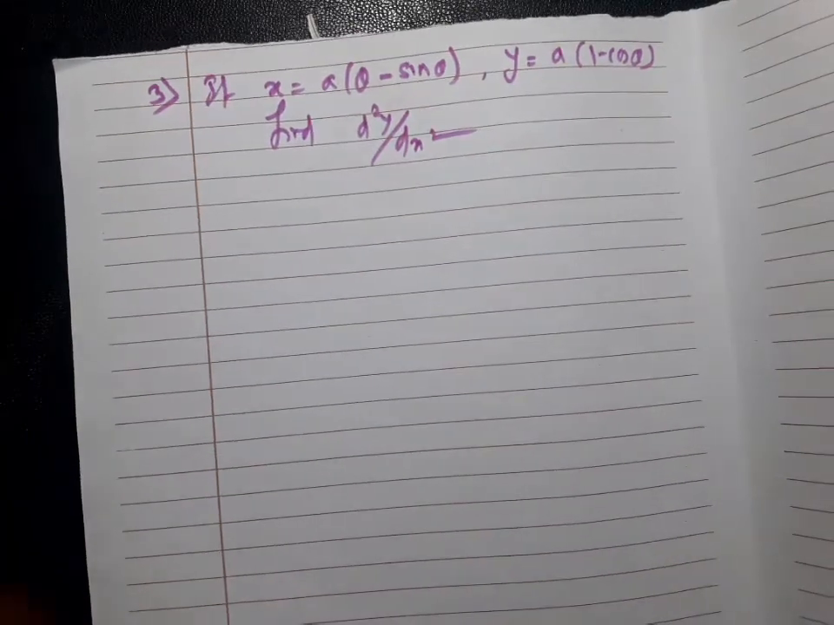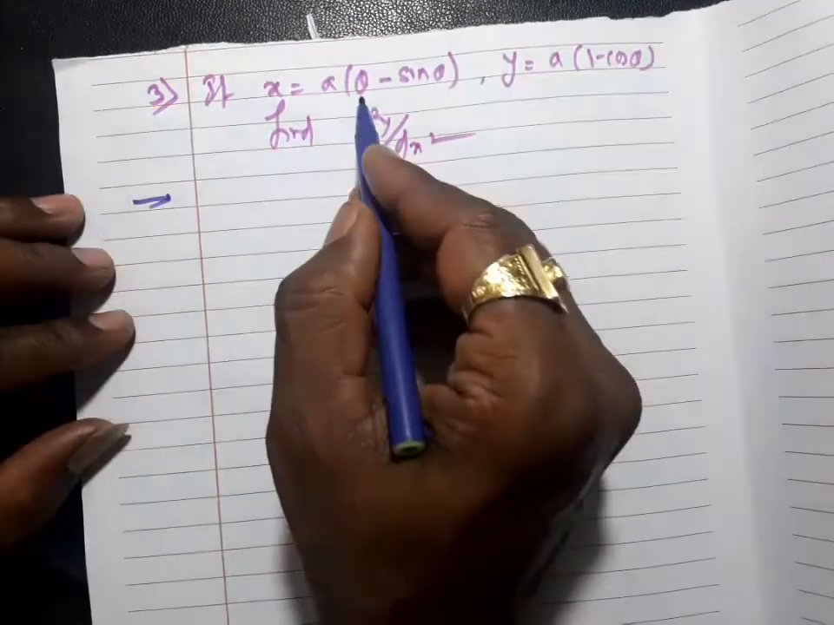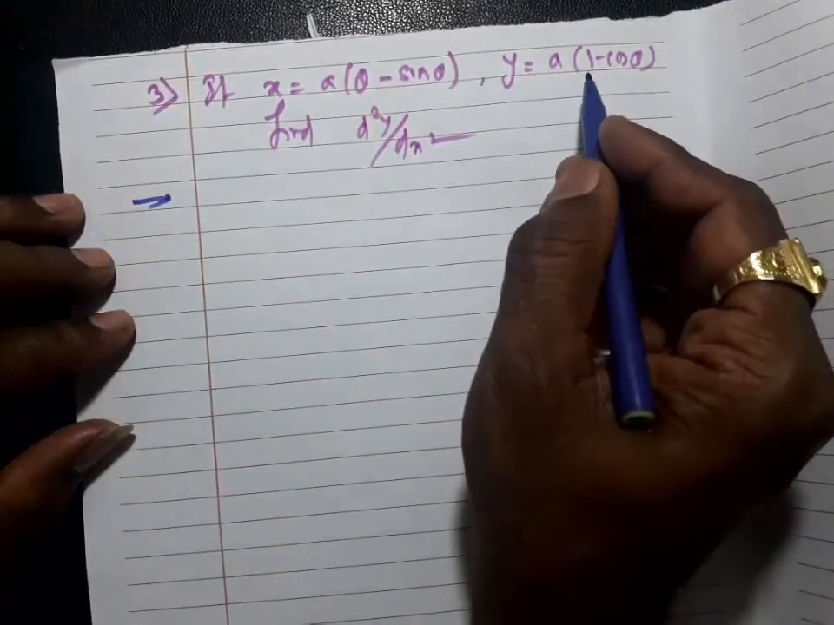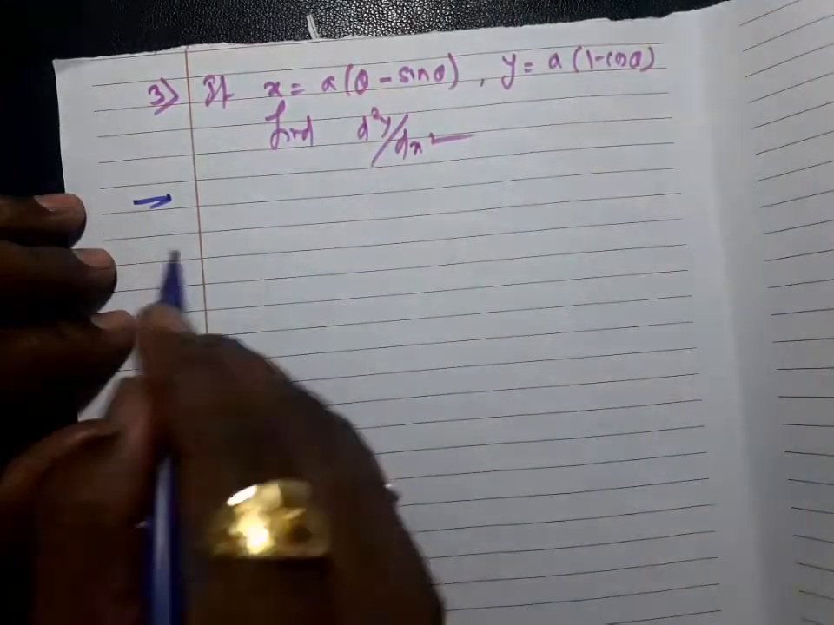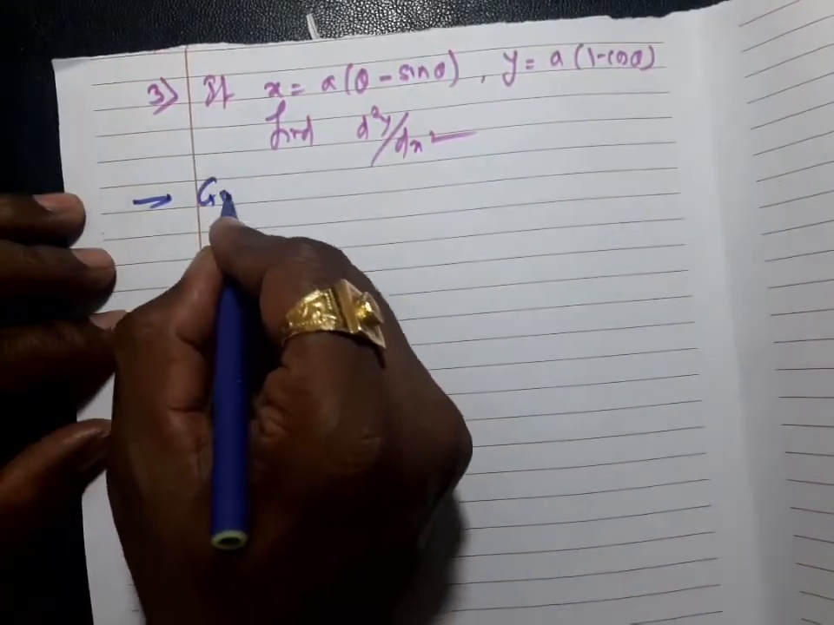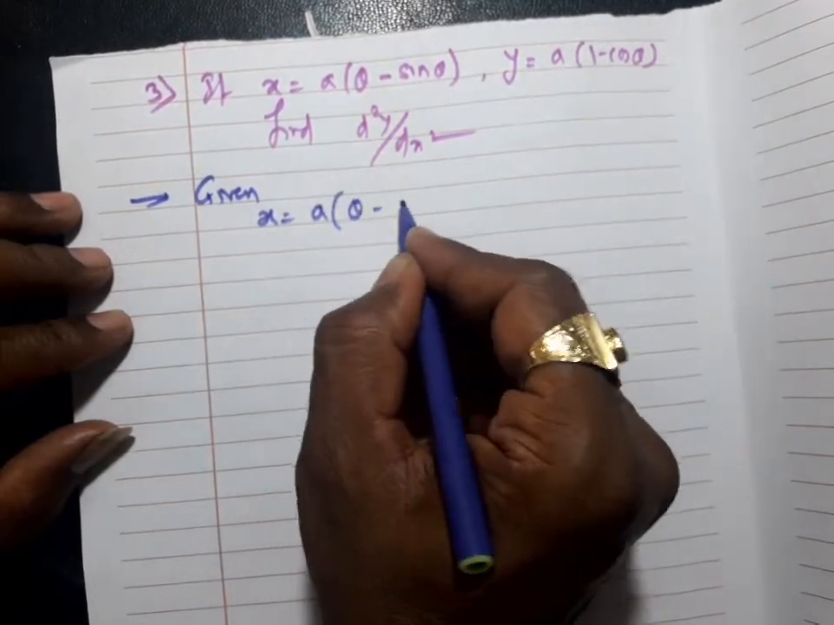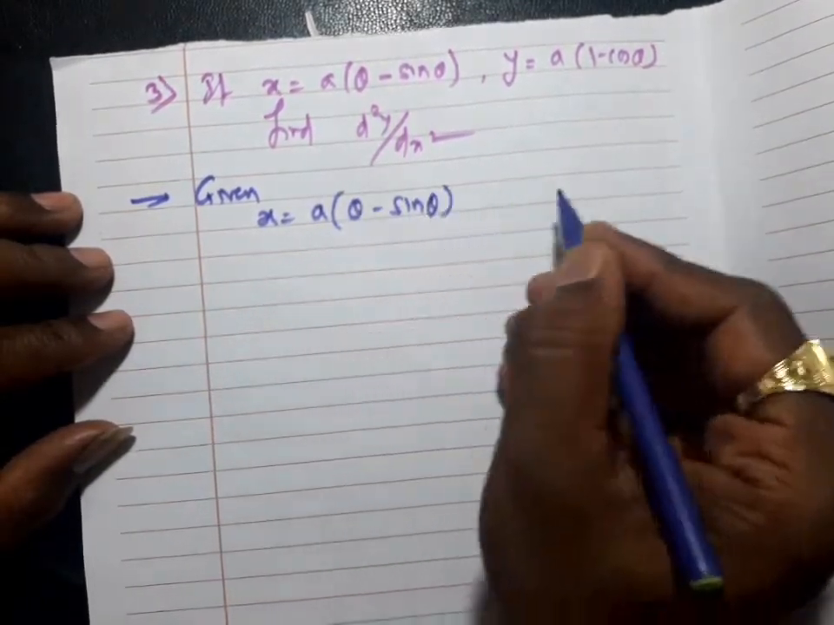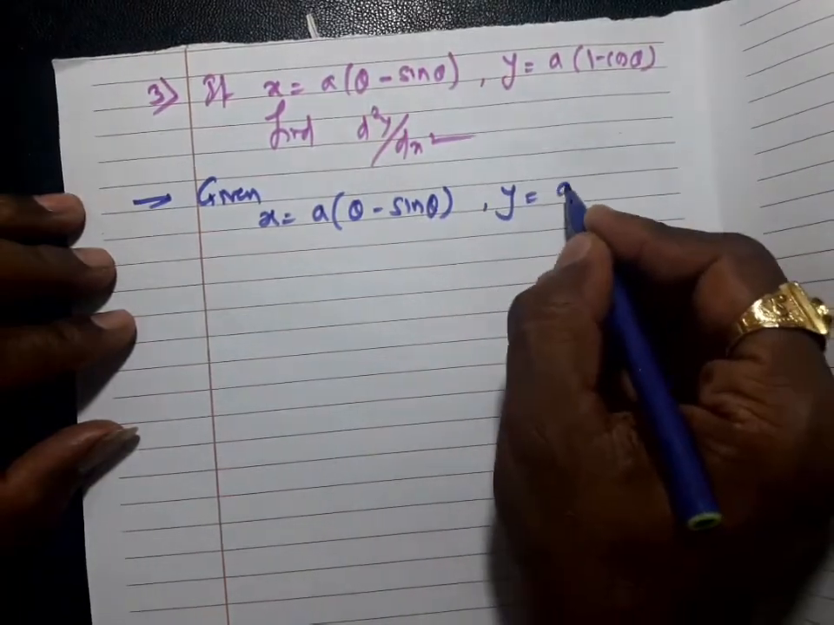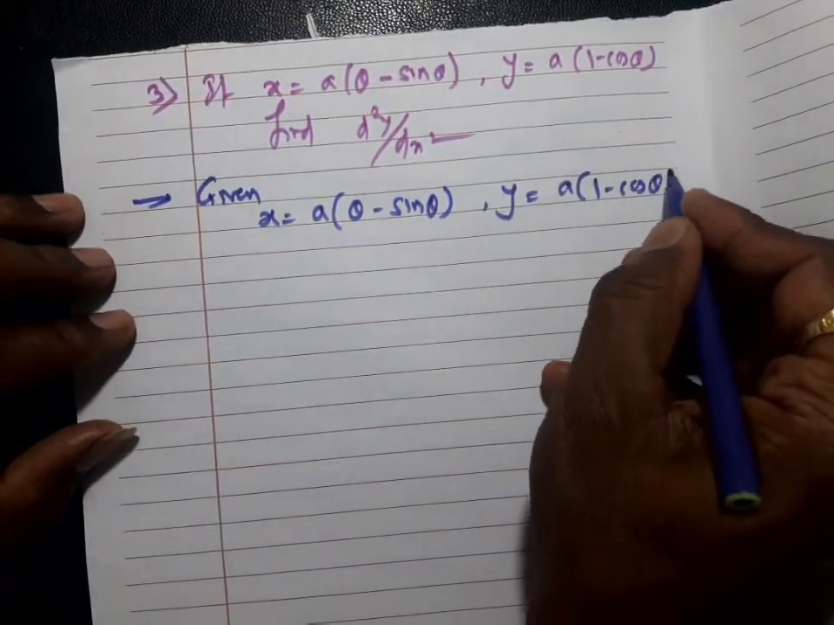Example number 3: if x is equal to a into theta minus sin theta, y is a into 1 minus cos theta, find d2y by dx square. Given x is a into bracket theta minus sin theta and y is a into bracket 1 minus cos theta.